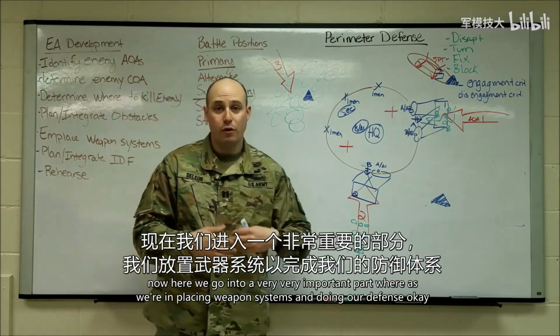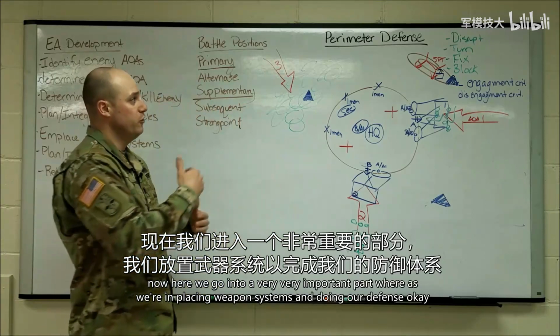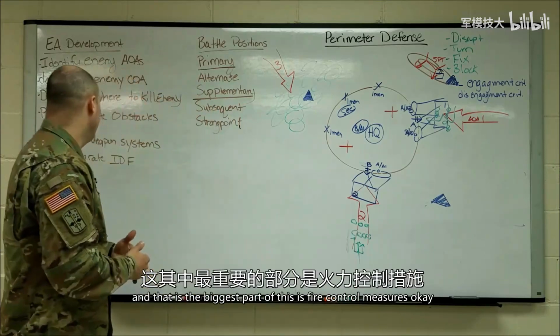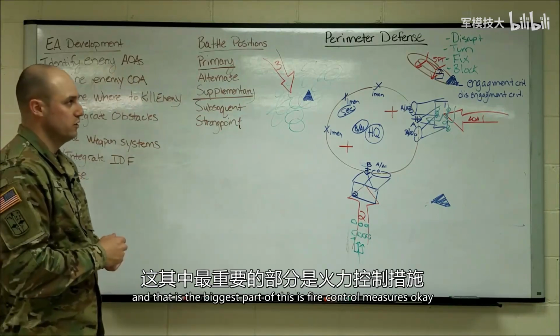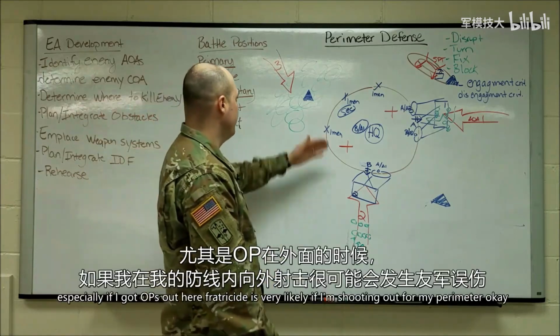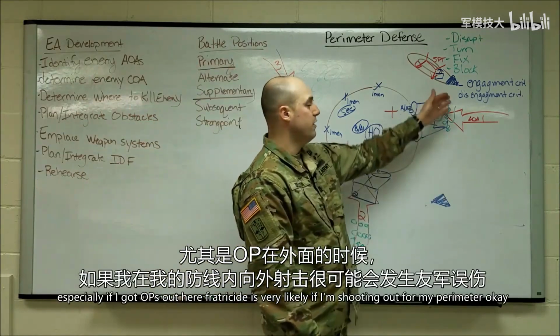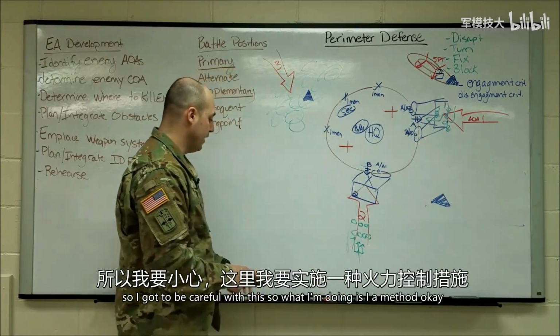Now, here we go into a very, very important part, whereas we're emplacing weapon systems and doing our defense, okay? And that is the biggest part of this: fire control measures, okay? It's very easy for fratricide to happen, all right? Especially if I got OPs out here, fratricide is very likely if I'm shooting out from my perimeter, okay? So I got to be careful with this.